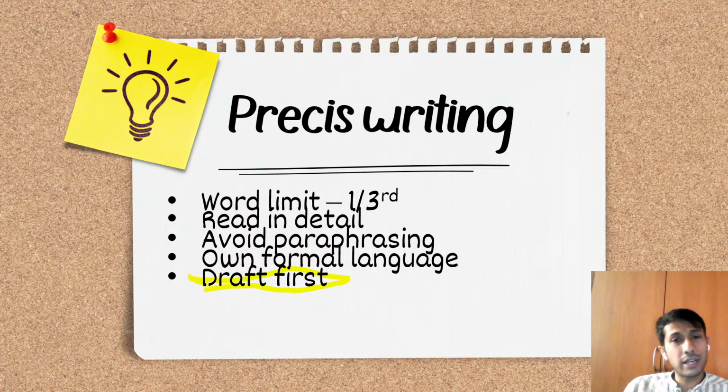So directly do not write in the boxes that are given in your answer booklet. Start it in the rough sheet. You can first write a draft Precis of the entire passage that is given. Write the draft first, and then write it in fair. Count the words, write the draft, count the words, and then write it in fair.